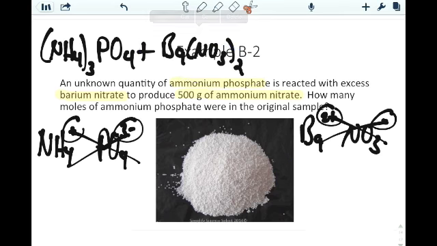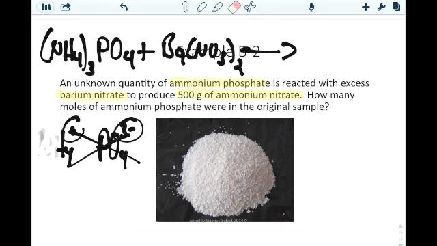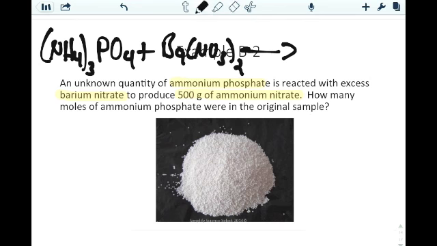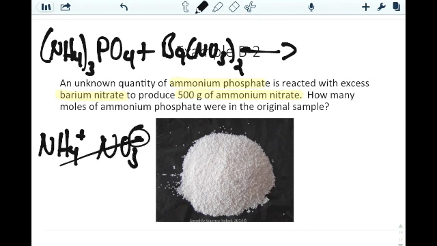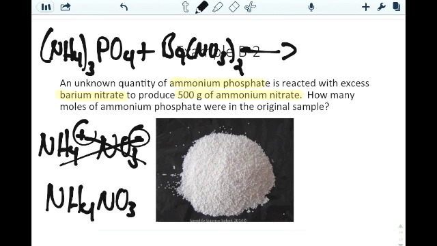They go ahead and produce our two products. It's a double replacement reaction. So our two products are going to be, the first one is ammonium nitrate. NH4 with a positive charge, NO3 with a negative charge, crisscross, and we get NH4NO3.